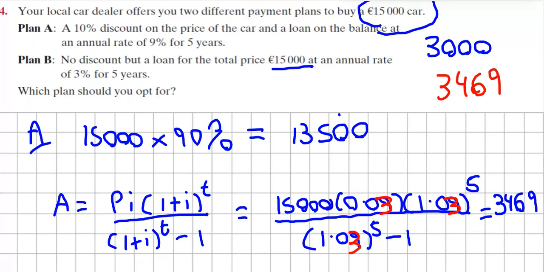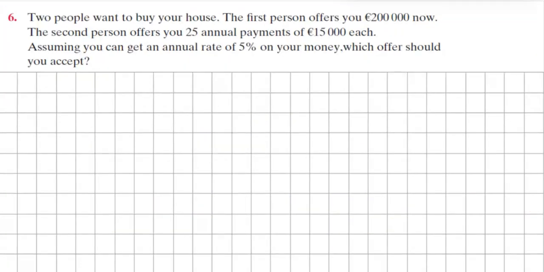And once again, it has to be over 3 grand, otherwise they're taking a loss. So what do we think when we put it in? What do we get? 3,275. Cool.